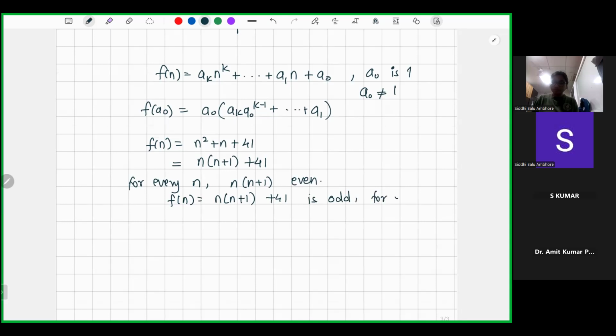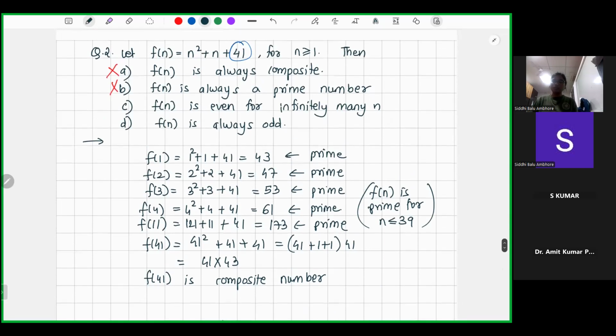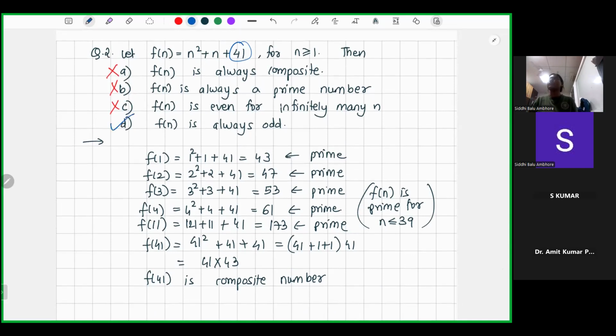for every n greater than or equal to 1. This is true, right? I can write this n square plus 1 as n plus 1 plus 41. n plus 1 is always even. So when I add 41 to it, it will always be odd. So this f of n is even for infinitely many n is completely false. And the last option, that fn is always odd, is true. We just saw that fn is always odd.